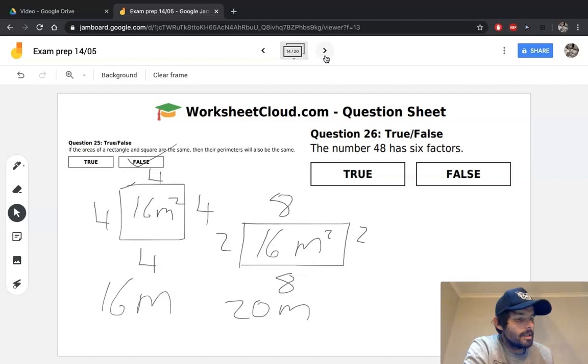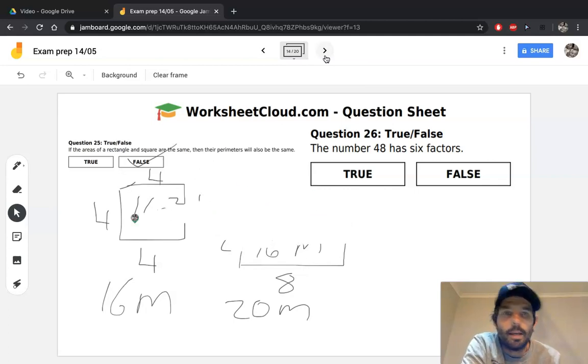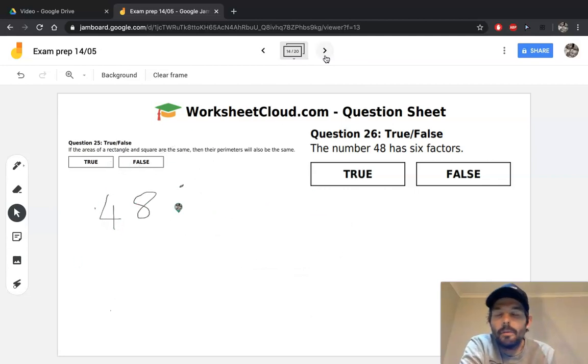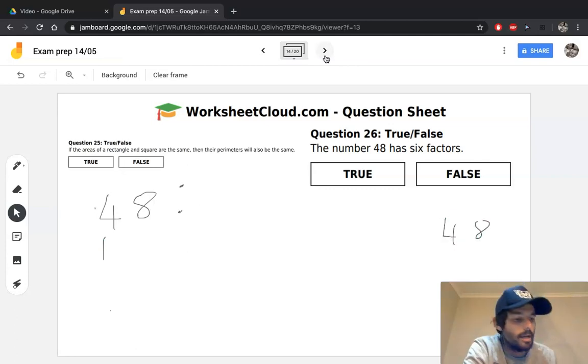Question 26 is regarding factors. The best way to work this out is to write out the factors of 48. And remember, factors are numbers that fit perfectly into a bigger number. So the factors of 48 are 1 and 48, and I write them there because that's a factor pair. 1 times 48 is 48. 2 multiplied by 24 is 48.